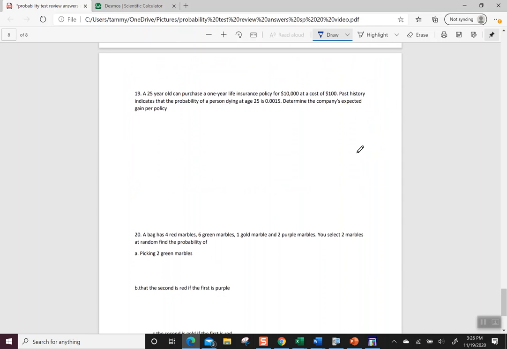19 says a 25-year-old can purchase a 1-year life insurance policy for $10,000 at a cost of $100. Past history indicates the probability of a person dying at age 25 is 0.0015. Determine the company's expected gain per policy. Okay, so two things that can happen. The person can live, or the person might die, right? That's what we talked about in class.